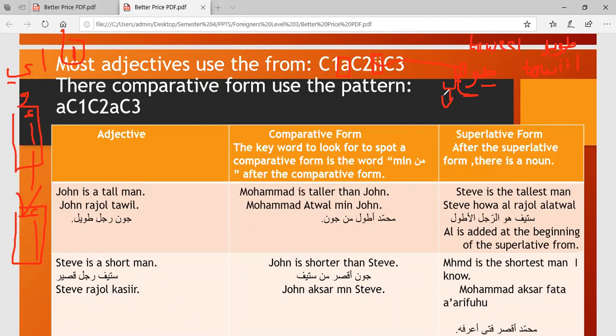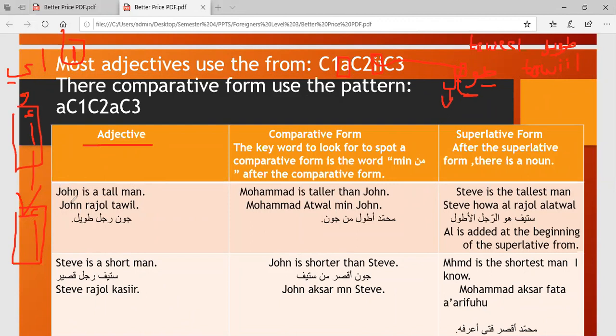Okay. Now what we care for, guys, is how we form the comparative form. Let's look at the adjective. The adjective here is John is a tall man. What do you mean by a tall man? رجل طويل. I need other volunteers.